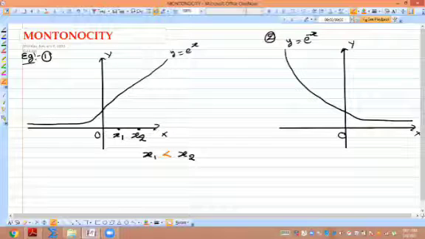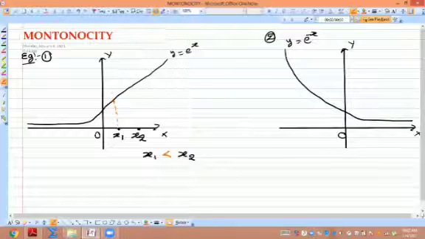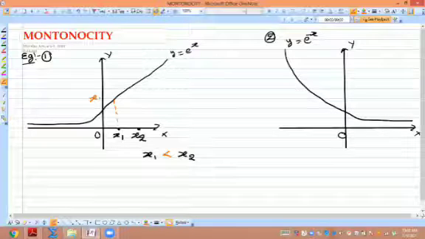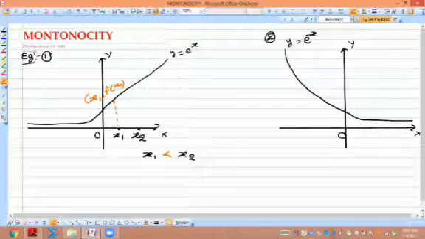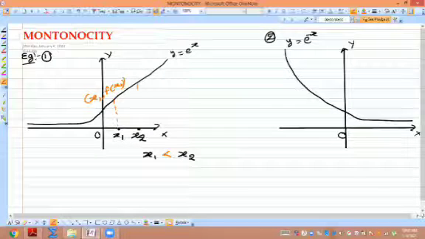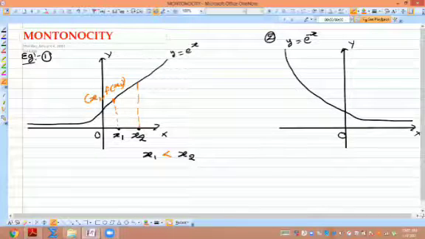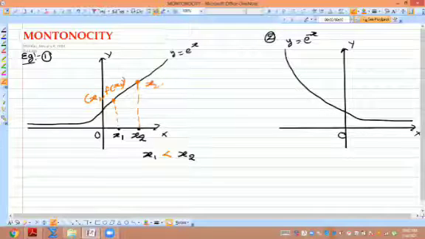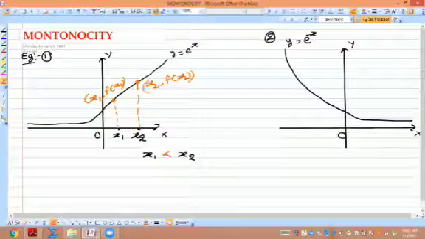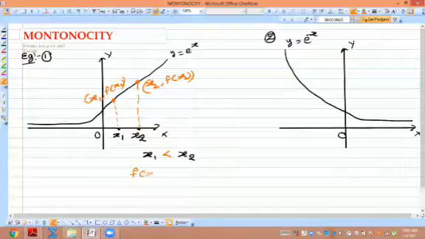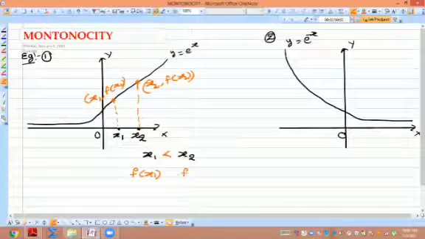Yes, sir. Now, according to x1, we will have some value f of x1, isn't it? So that point I can write like this, na? And what about this one? x2 comma f of x2. Now you are telling that x1 is less than x2. What about the relation between f of x1 and f of x2?